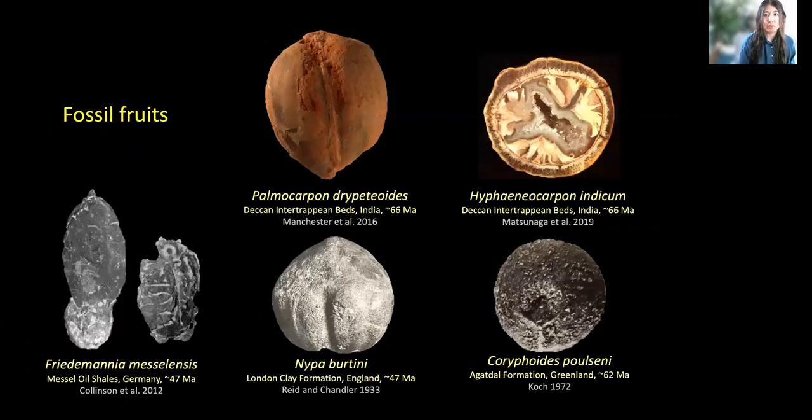So now for the fossils. These are all of the fossils we used. These are previously published. 2 originate from the Deccan Intertrappean beds of India and are about 66 million years old. These are Palmocarpon drypetioides and Hyphaneocarpon indicum. Friedmannia mesolensis is from the Messel oil shales of Germany, and Nypa bertini is from the London Clay Formation in England, and both are approximately 47 million years old. And finally, there's Coryphoides poulsoni, which is from the Agatdal Formation in Greenland, and it's about 62 million years old.